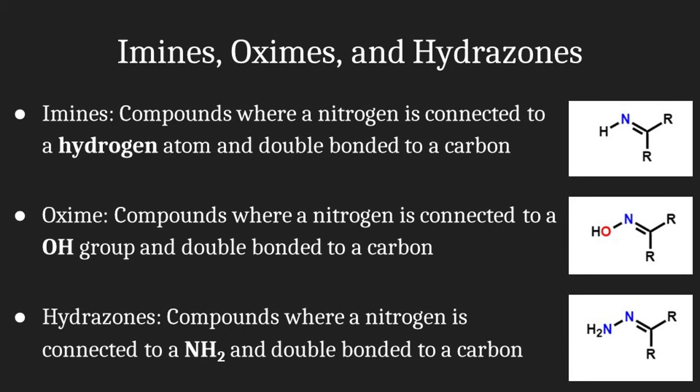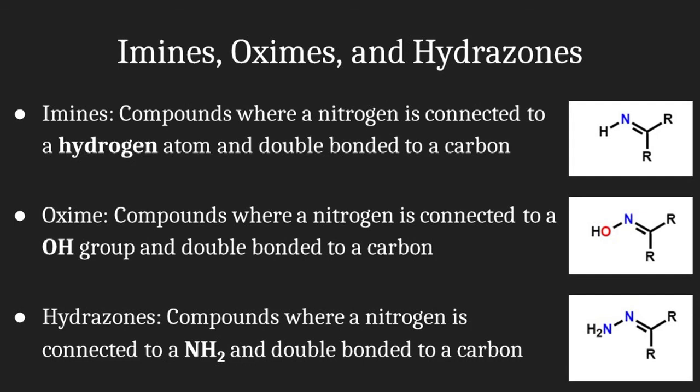And the last type, a hydrazone, the nitrogen is connected to an NH2 group, and then double bonded to a carbon with other R groups. So all three of these are very similar, but they differ in what comes off the nitrogen.